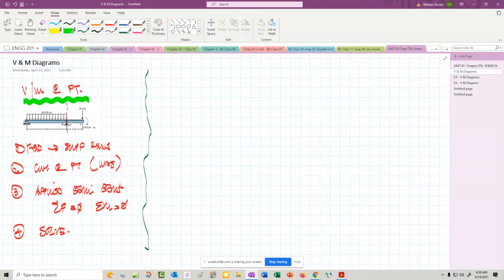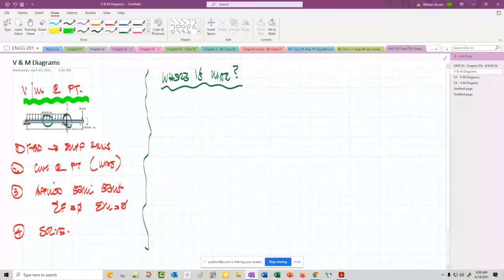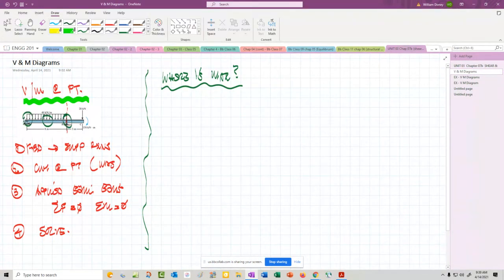So to find out where the maximum is, we'd have to pick almost an infinite number of points. Now we can make some guesses as to where that's happening. Maybe it is happening at B, or maybe it's happening in the middle here, or maybe it's happening at A. But we'd have to check all those points.